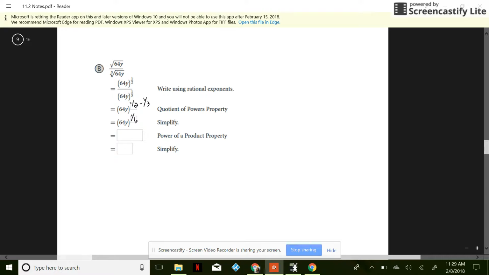So we can now use the power of a product. We can separate that. 64 to the 1/6 times y to the 1/6. 64 ends up being a perfect 6th root. So simplified, we get 2 times y to the 1/6, or if you prefer, 2 times the 6th root of y.